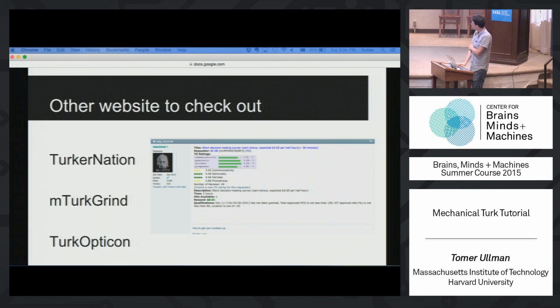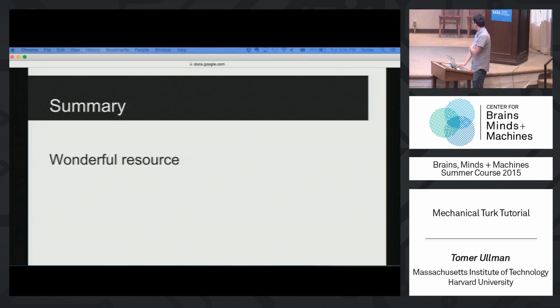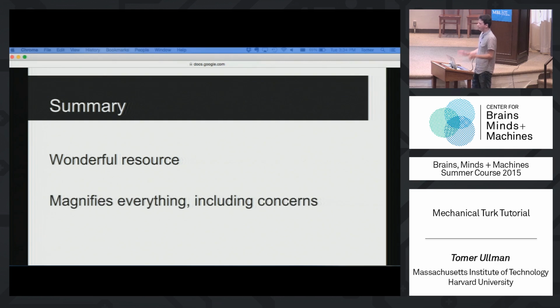So yeah, in summary, Mechanical Turk is a wonderful resource. I hope I haven't scared you away from it, those of you who are thinking about doing it. It amplifies everything, okay? You can do a lot more, a lot faster, but it doesn't get rid of concerns. It amplifies those concerns. So things like ethical concerns and payment concerns and things like that, the same sort of concerns that you would have in the lab, those are included there, and now they're magnified 100-fold because you're recruiting a lot more people.